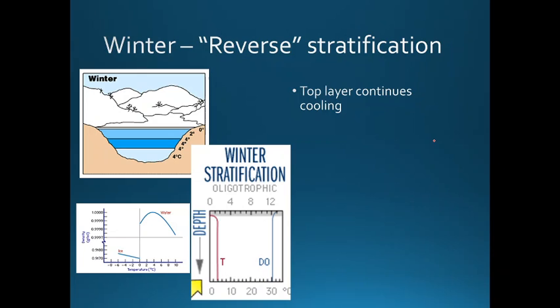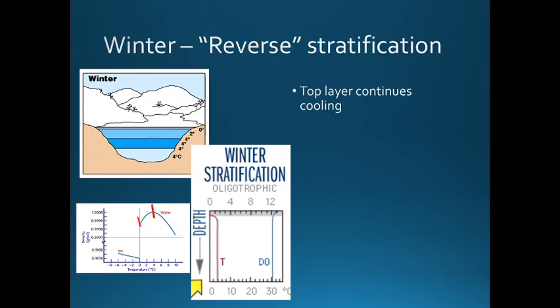Then in winter, what we have is this reverse stratification. Actually, you get colder water on top of warmer water. Okay, and that's because of this 4 degrees Celsius water being the densest, and then, let's say 0.1 degrees Celsius water, right? That's almost freezing. That water is less dense.